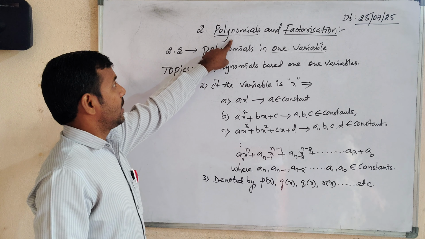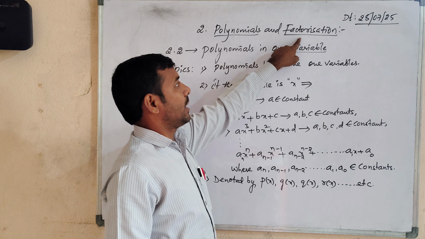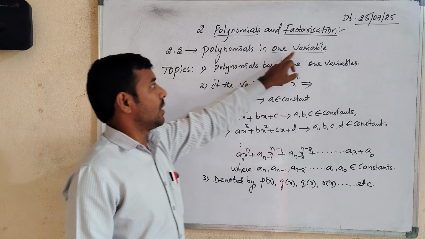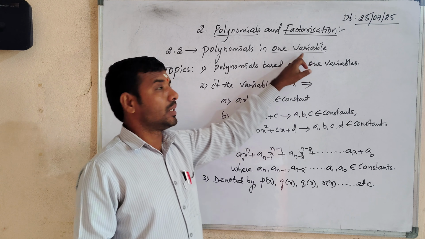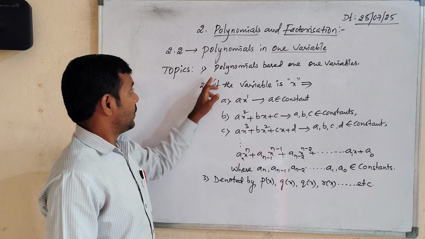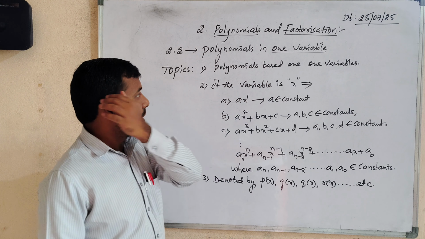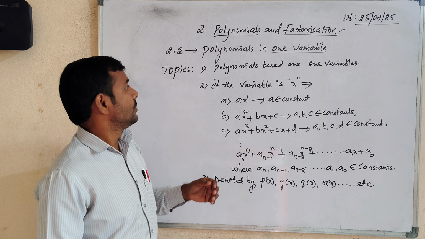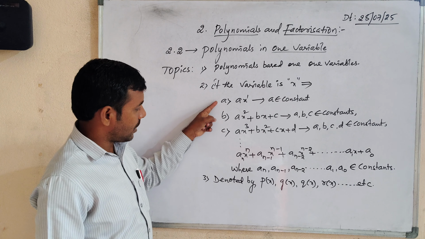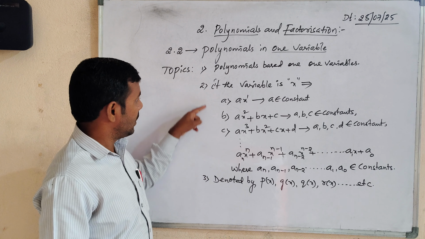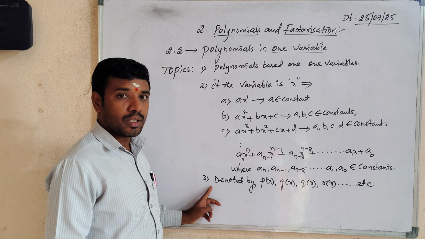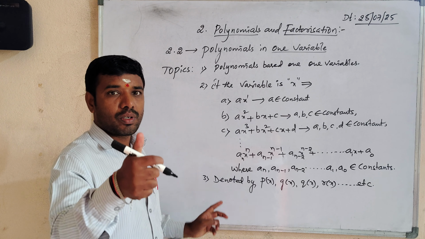Students, ninth class second chapter name is polynomials and factorization. In that, the second subtopic is polynomials in one variable. In the second subtopic we have to discuss three important things. First one, polynomials based on one variable. Second thing, observe carefully, we have to discuss these things in the second topic. Third topic, we have to discuss about this. Let us see one by one, right?